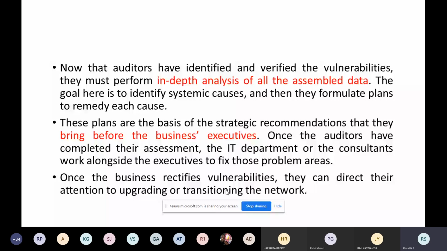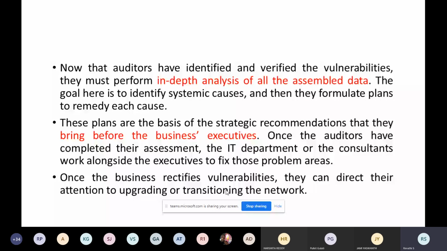If there is some problem, their duty is not only to identify that there is a problem, they should also give some remedial plans. For that they have to do the in-depth analysis. That will be the next stage for the auditors. After completing this in-depth analysis, they will bring all the knowledge they have understood and give their recommendation to the business executive who is running the organization.